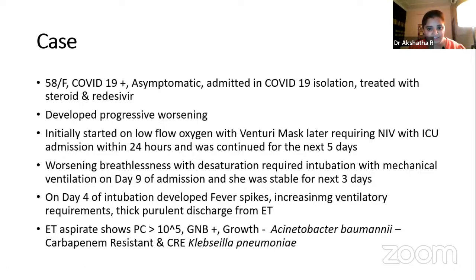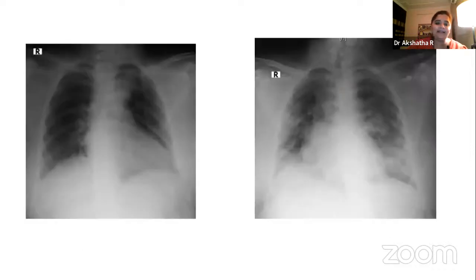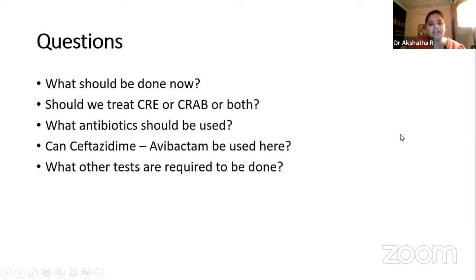Initially, she was put on low flow oxygenation with Venturi mask, and later she required NIV with ICU admission within the next 24 hours, and this was continued for the next 5 days. There was worsening breathlessness with desaturation requiring intubation with mechanical ventilation on day 9. From the ET aspirate, in the growth there is Acinetobacter, which is carbapenem resistant, and CRE Klebsiella. And this is the chest X-ray. As you can see, there is worsening, there are increasing shadows.